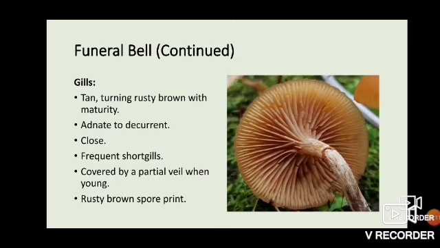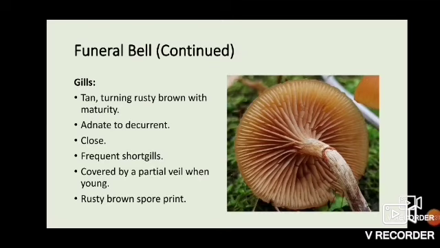Here we're taking a look at the gills. Those gills are tan, turning rusty brown with maturity. They are adnate to decurrent. Here you can see them slightly decurrent. Adnate, they would be kind of just coming across and touching the stipe, but here you can see they're actually starting to run down the stipe.